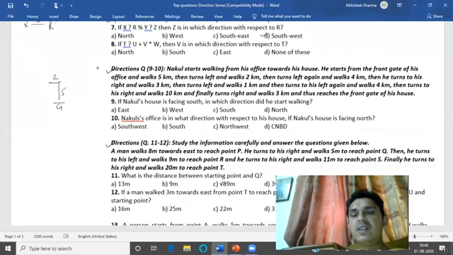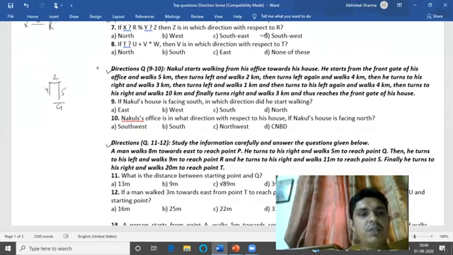Then again left and walk 4 kilometers. Then he turns to his right and walks 3 kilometers, so this can be 3 kilometers. Then he turns left and walks 1 kilometer. So this can be the situation, this can be the 1 kilometer. Okay. Then he turned to his left and walks again 4 kilometers.